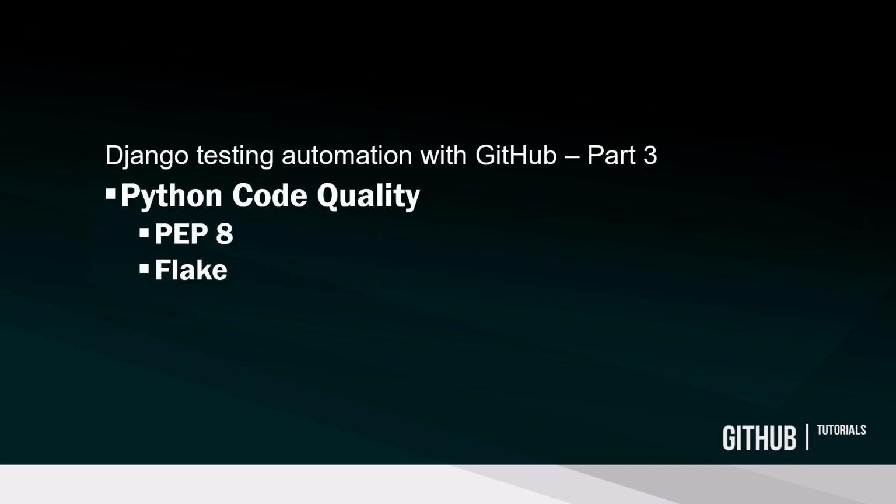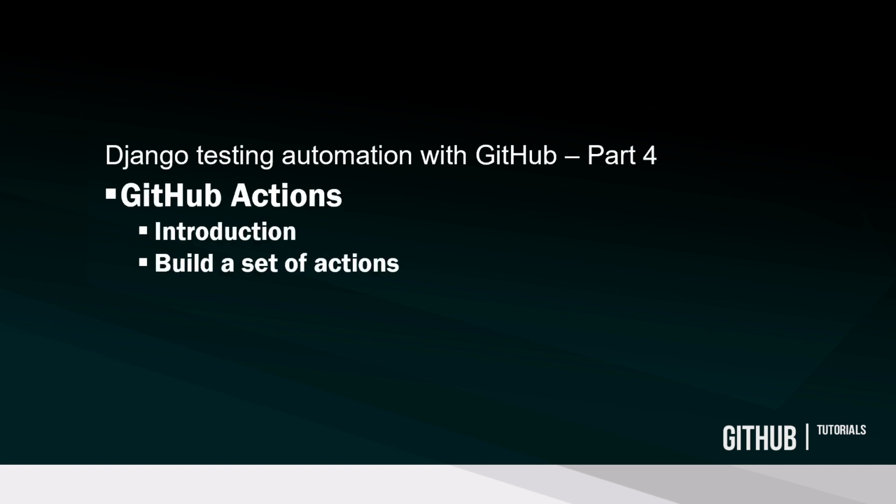And then we're going to move to part 3 and have a look at Python code quality. Now, I'll explain this when we get to this part, but we're going to have a look at PEP8 and Flake. So if you're interested in learning a little bit more about that, head over to part 3. And then, like I've already said, in part 4, we're going to move on to GitHub Actions. I'll give you a brief introduction of the structure of actions that we build, and then we're going to build a set of actions so that we can test our application.